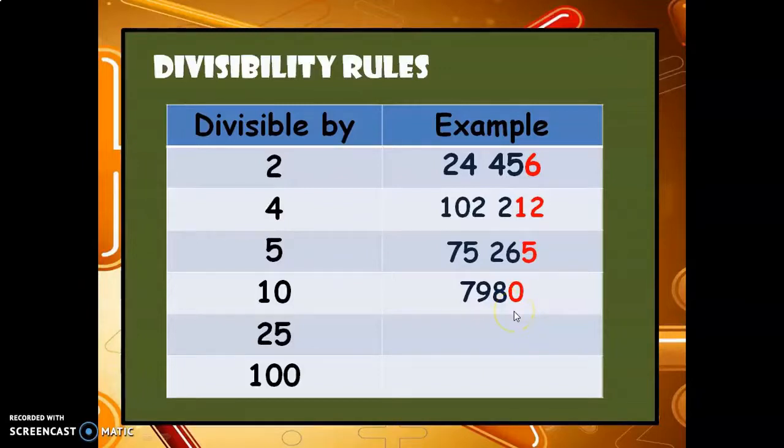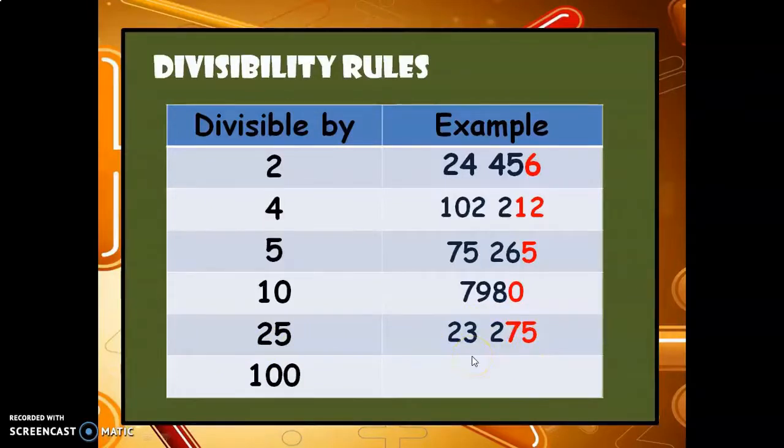What about a number that is divisible by 25? You also have to look at the last two digits. If the last two digits are divisible by 25, the number is divisible by 25. Or you could say that the last two digits are either 25, 50, or 75. Let's have an example: 23,275. The last two digits are 7 and 5, or 75. Since 75 is divisible by 25, this number is divisible by 25.